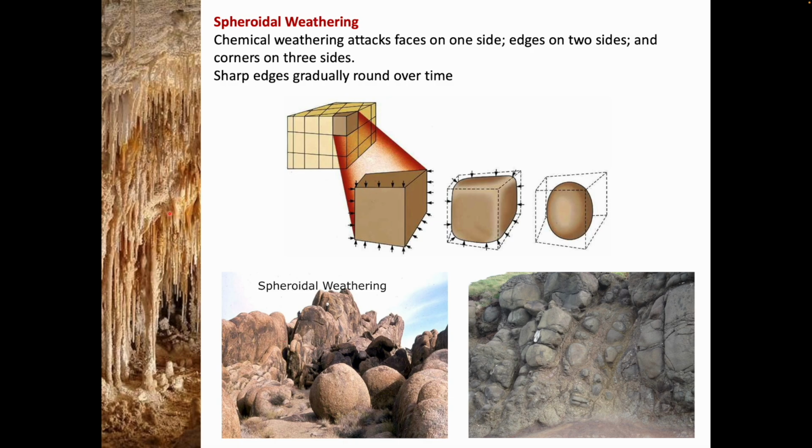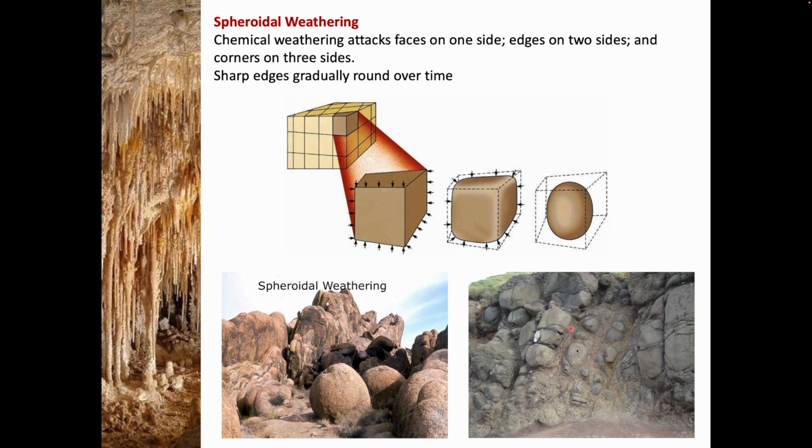Part of this is a process called spheroidal weathering. Chemical weathering attacks the faces and sharp corners on the sides of pieces of rock. It attacks the face on one side, the edges on 2 sides, and corners on 3 sides. So these sharp edges, and particularly corners, gradually round out over time as those sharp edges weather down chemically and mechanically into these spheroidal shapes.